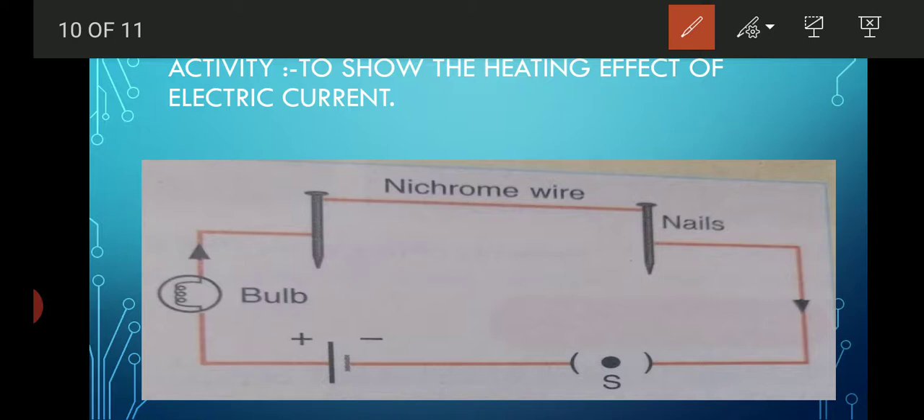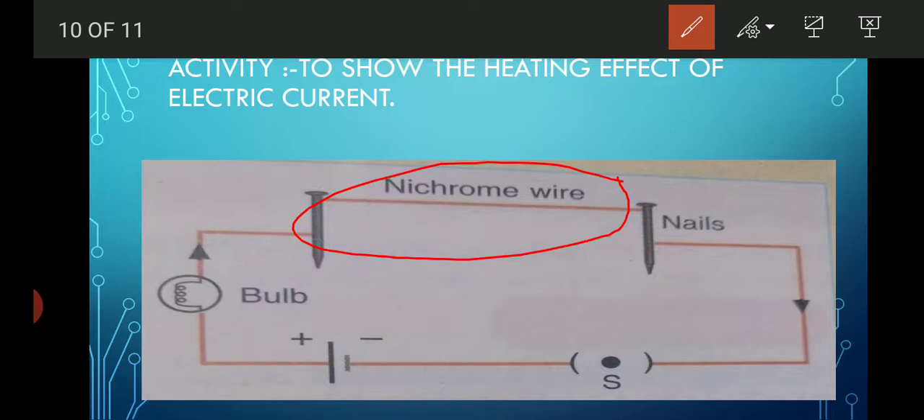Now take about a 10 centimeter long piece of nichrome wire. Nichrome wire is generally used for making the heating filament of heaters and electric irons. This is known as the element. Tie it between the two nails. You can obtain the nichrome wire from an electric repair shop or from a piece of a discarded coil of an electric heater, because the filament of the electric heater is made of nichrome.